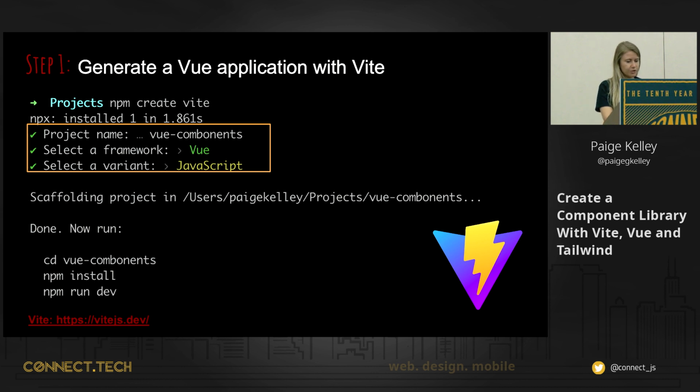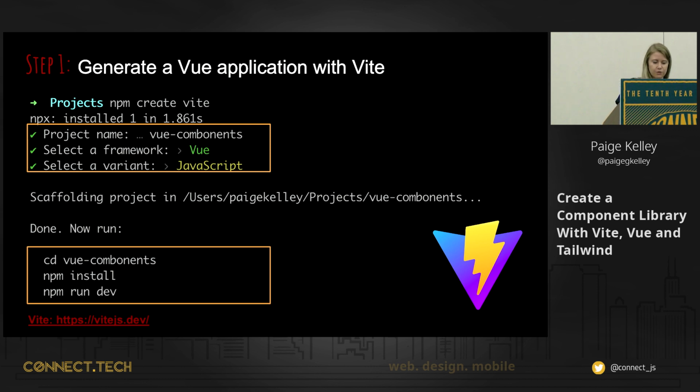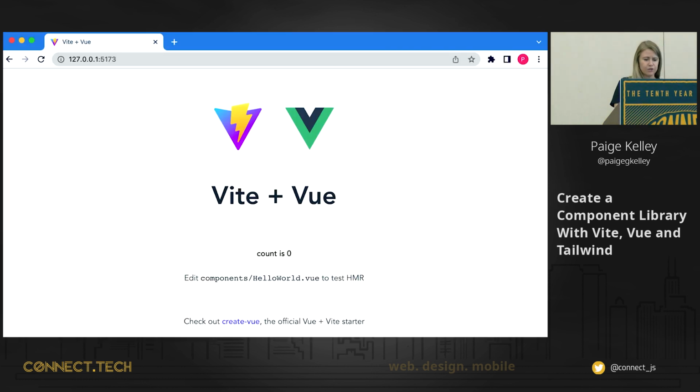Once you've run these commands, you'll notice that a folder has appeared wherever you ran them. You're going to cd into that folder. So cd into Vue components, run an install, and then run dev. Once you've done this, the default Vite and Vue application will be up and running in your localhost, and it should look exactly like this.